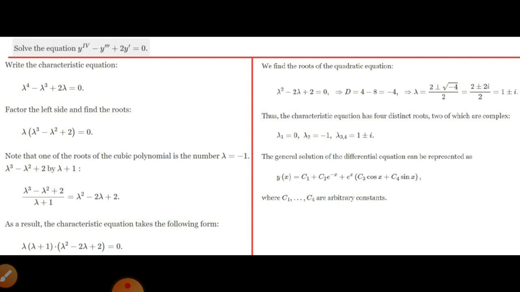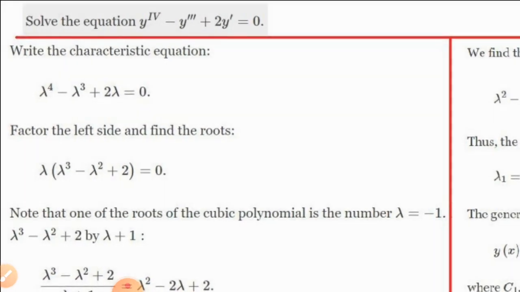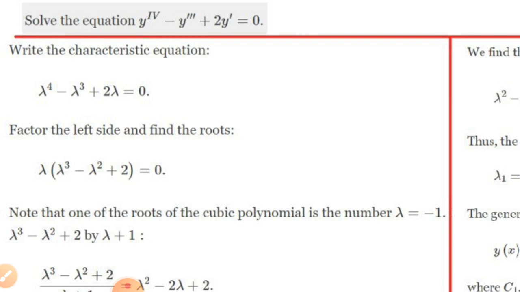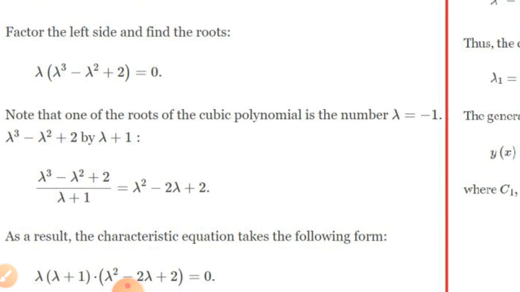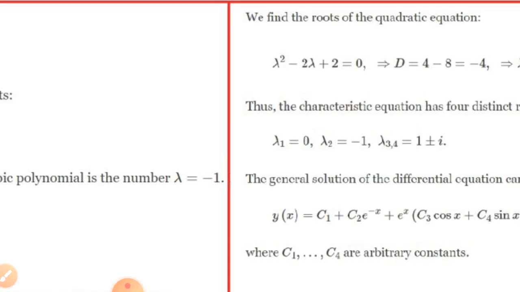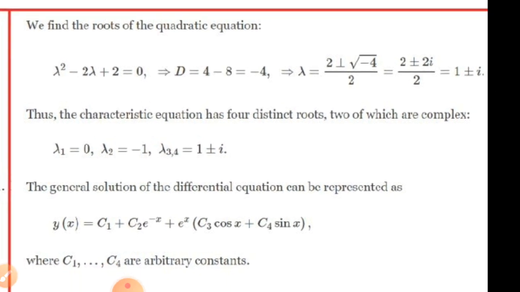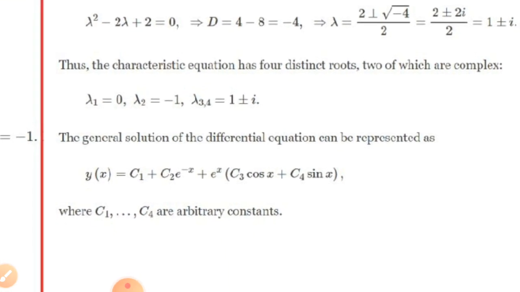Now another type of equation, this is a fourth order first degree equation. Again we can write the characteristic equation: lambda to the fourth minus lambda cube plus 2 lambda equals 0. Again we can solve this equation to find the roots. One root will be 0, another root will be minus 1, and the other two roots are complex, that are 1 plus minus iota. So we have two varieties of roots here. Two roots are real and distinct, two roots are complex.